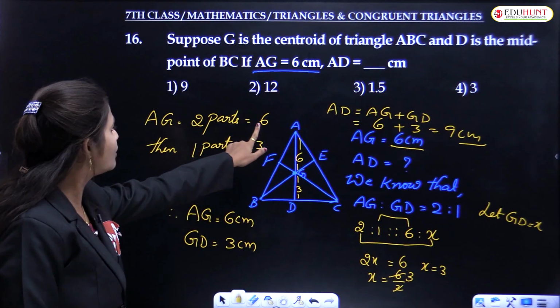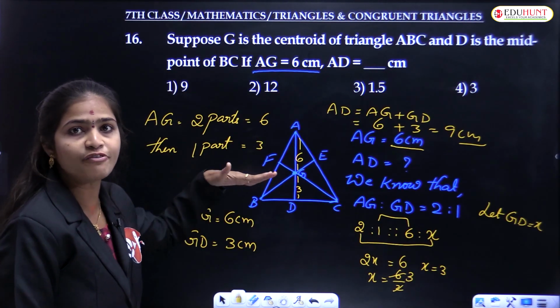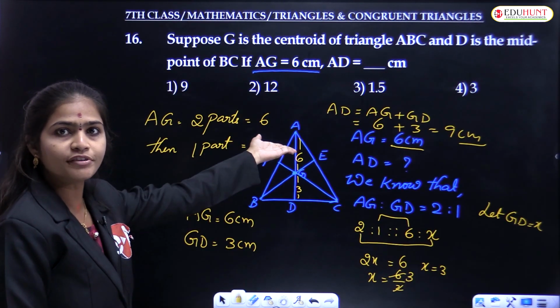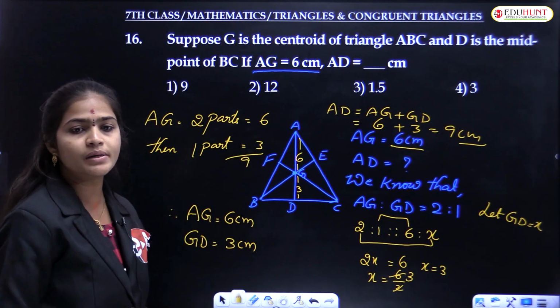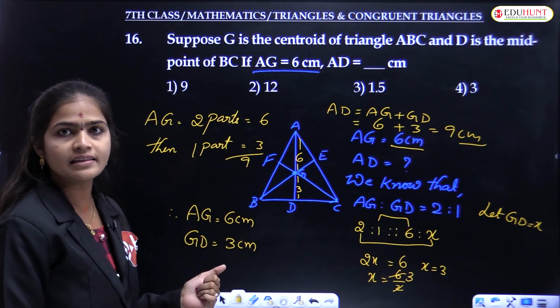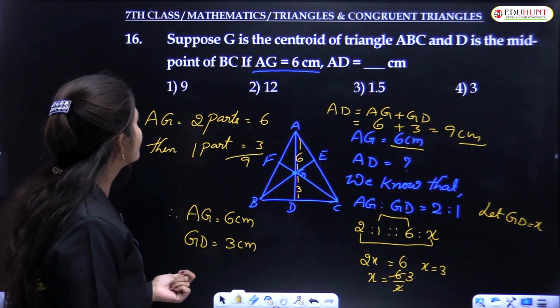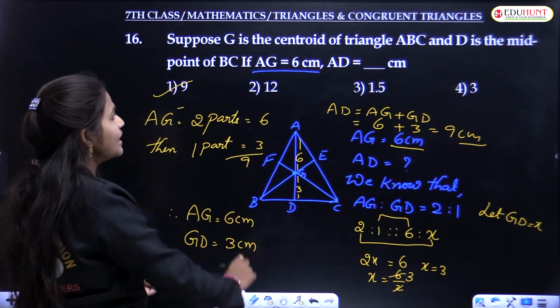Okay, so 2 parts value is equal to 6, then 1 part means half of the 2 parts only, no? So half of that 6 is equal to 3. So completely our answer is 9 centimeters. In this method also we can say that. Is it clear, children? So here our answer is 9 centimeters.